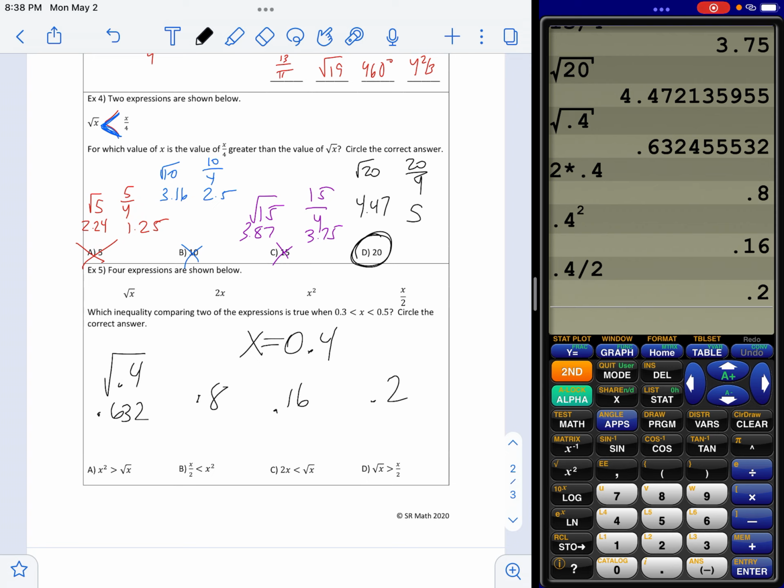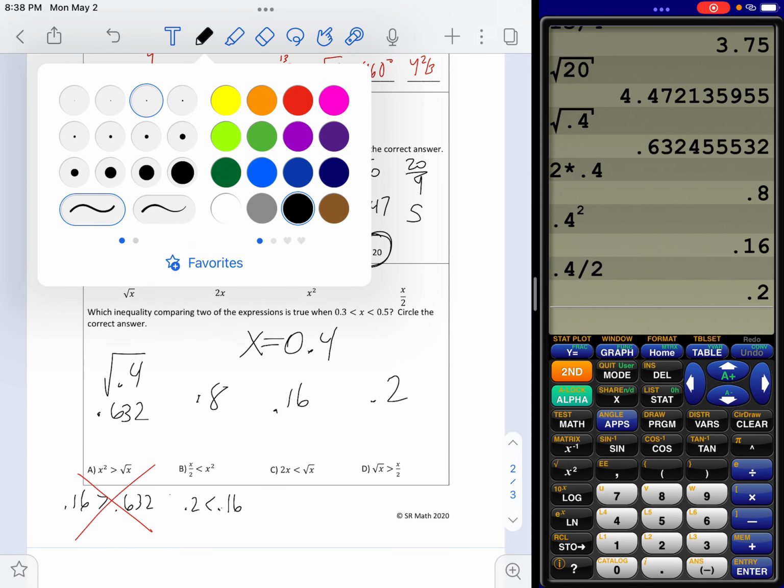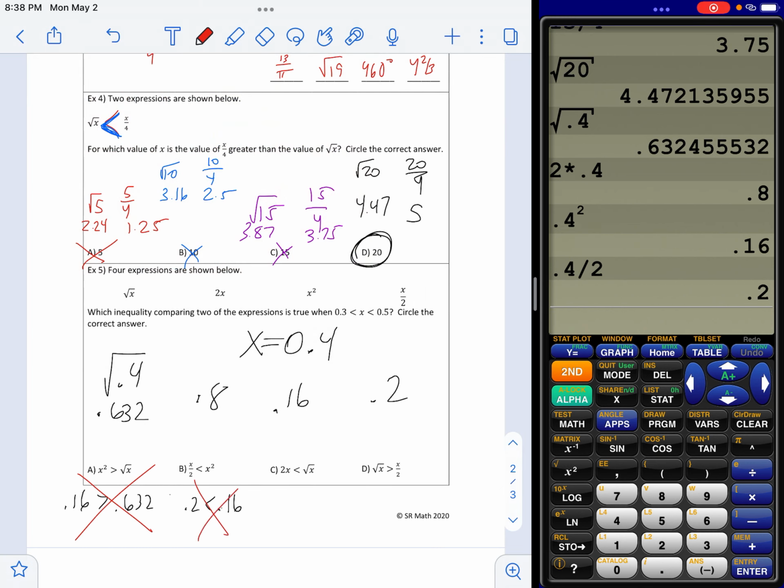All right, so we have to figure out which statement here is true. So is x squared, and so that's 0.16, greater than 0.632? No, that one would not be greater. Let's try the next one. So is x over 2, which is 0.2, less than x squared, which is 0.16? No, 0.2 is not less than 0.16, so that one is not it.